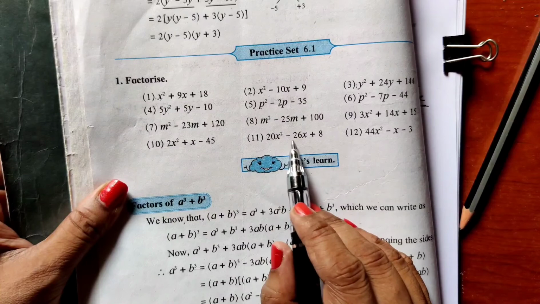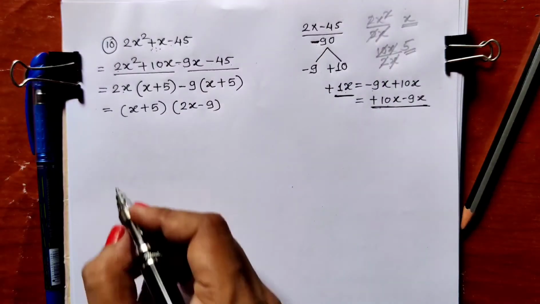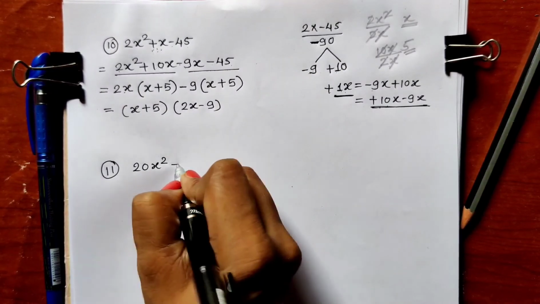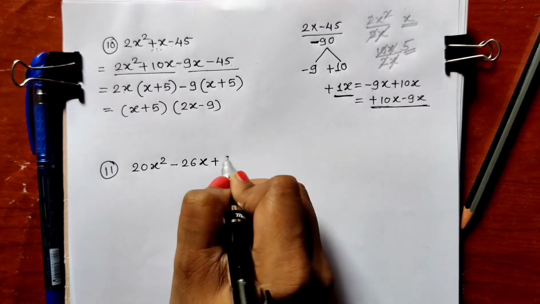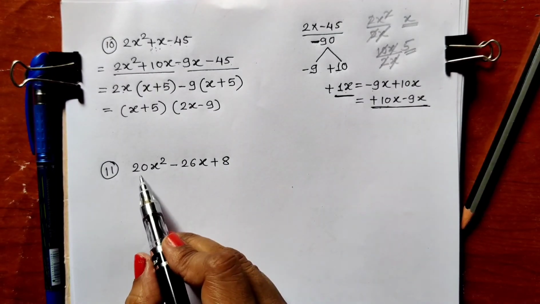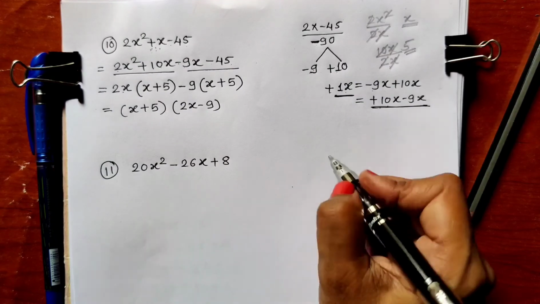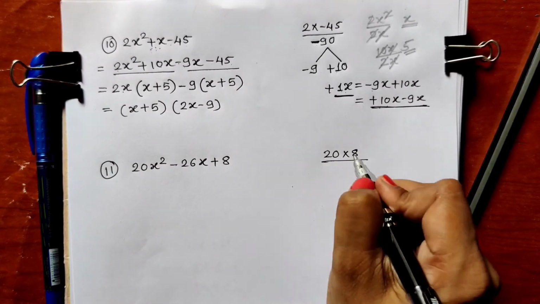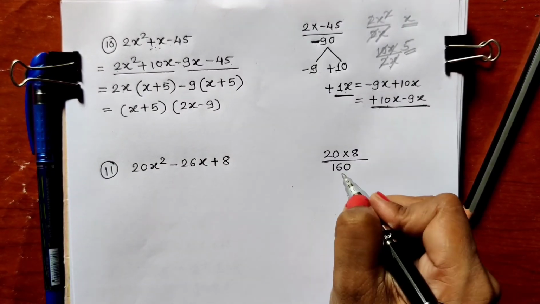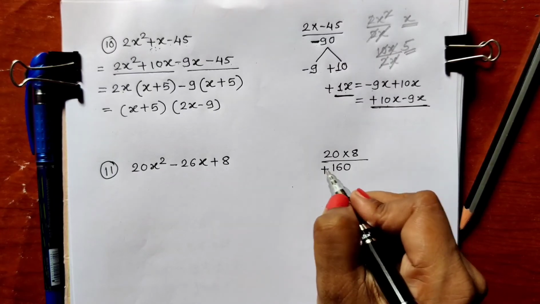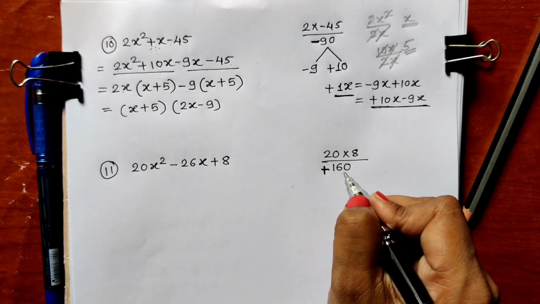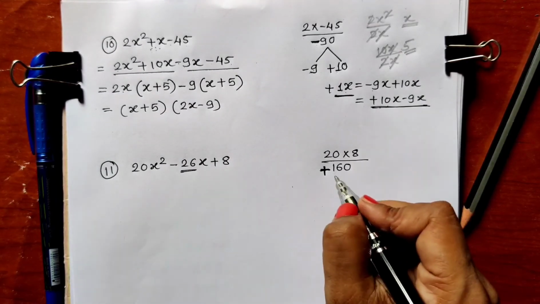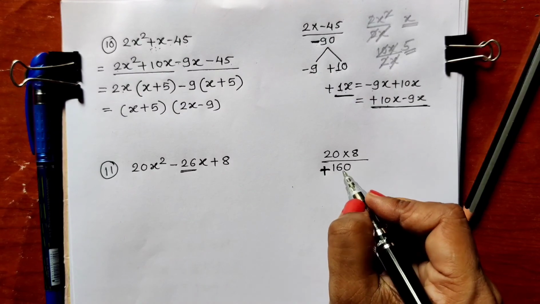Next sum, 20x square minus 26x plus 8. Now we can see the first term is having coefficient bigger than 1, which is 20. Then last term, constant term is 8. 20 into 8. 8 2s are 16. So 160. We have to find the factors of 160. Plus sign is there. So that means we have to find out two factors of 160 whose addition should be the middle term, which is 26.